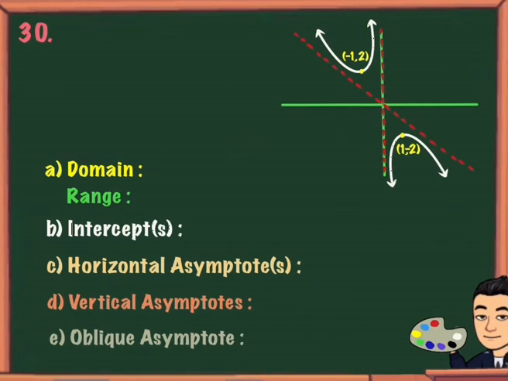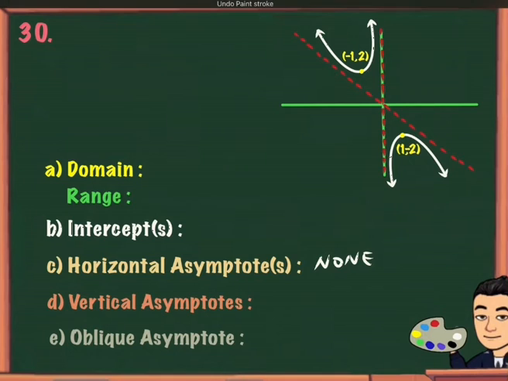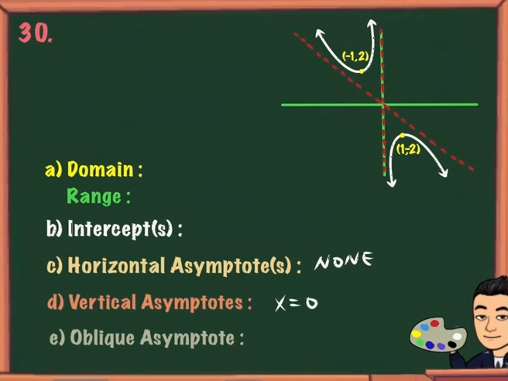Let's look at number 30. So I'm going to start with the horizontal asymptote. There's obviously none. I don't see any. So the vertical asymptote is right here. This is where x is equal to 0. And the oblique asymptote is going to be this slanted line right here, and the equation is going to be y equals negative x.